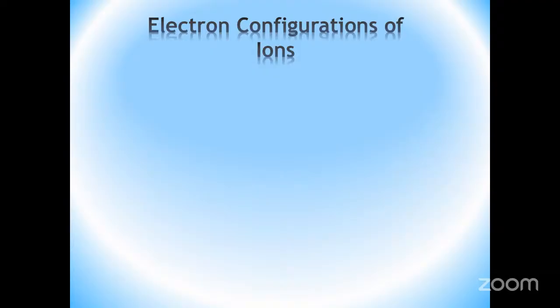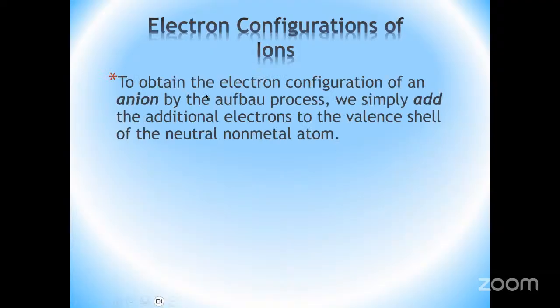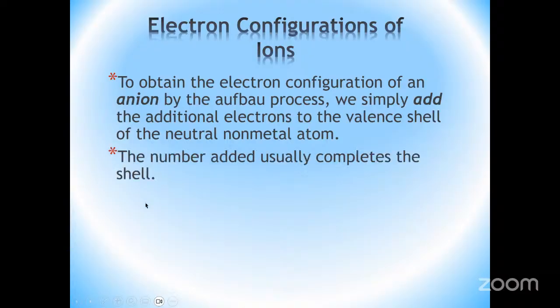The cations are formed as a result of electron loss, and the anions are formed as a result of electron gain, right? This is something you have to keep in mind when determining the electron configuration of ions. As stated here, to obtain the electron configuration of an anion, we simply add electrons to the valence shell of the neutral non-metallic atom, right? And usually, not always, but usually this results in a full outer shell, all right?